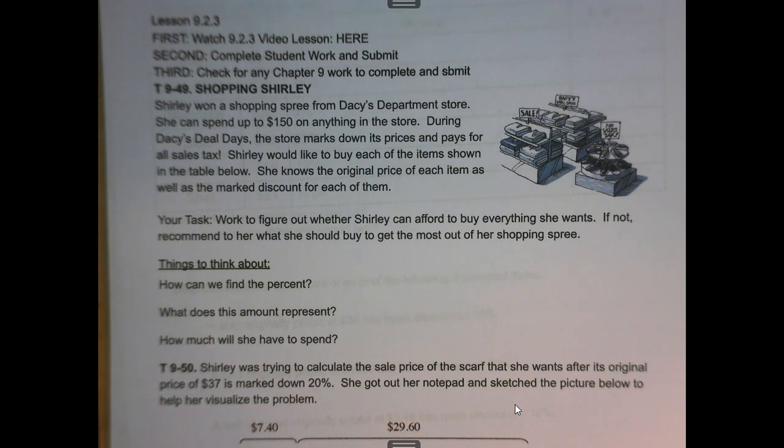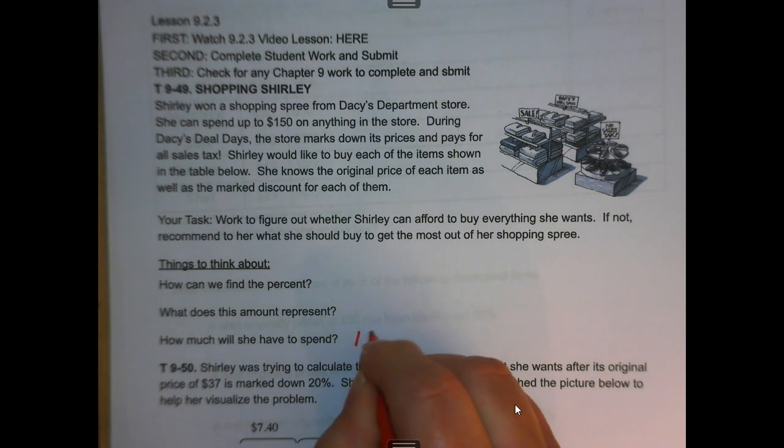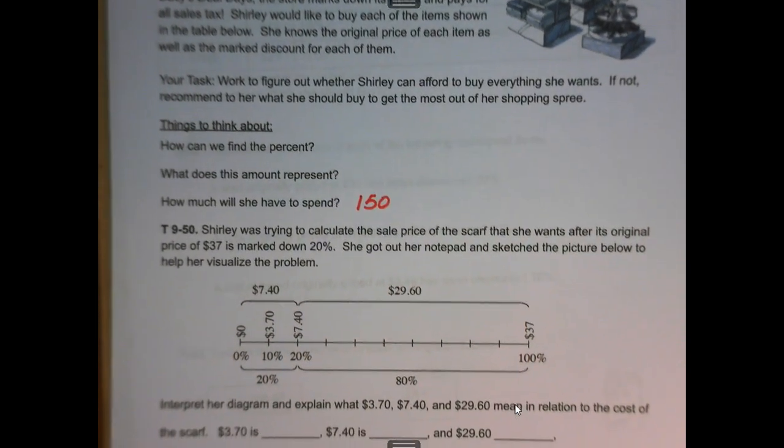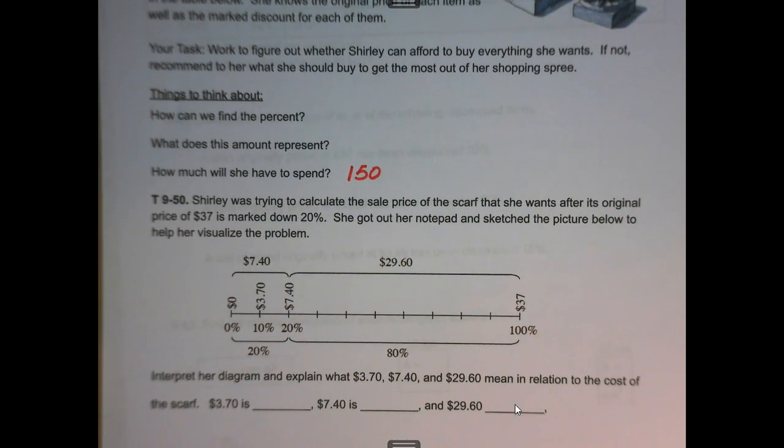Our task: work to figure out whether Shirley can afford to buy everything she wants. If not, recommend to her what she should buy to get the most out of her shopping spree. Things to think about: how can we find the percent? What does this amount represent? And how much will she have to spend? And we already know she has $150, so we're going to go ahead and just write that down so we remember that amount.